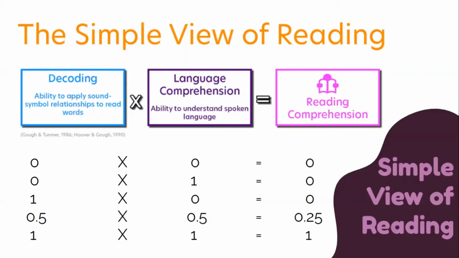And just like multiplication, if either component is absent, which would be a factor of 0, then reading comprehension cannot occur. Also, if a student has partial ability in both decoding and language comprehension, then reading comprehension, or the product, will be less than either of the factors alone. If students struggle with either factor in the simple view of reading, then all of their brain resources are spent in trying to comprehend, and therefore there are fewer brain resources available for problem solving.